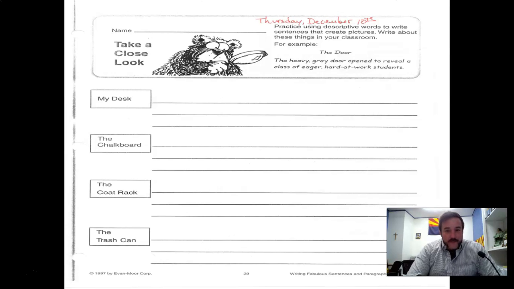Yes, remember, you got to start with a capital letter. Yes, it needs to end with the correct punctuation, a period, an exclamation point, or question if you're asking a question about a desk. But your guys' main job here is to add detail. Again, take a look at what they did up here, the door. They simply looked at some kind of door in the classroom and they described it.